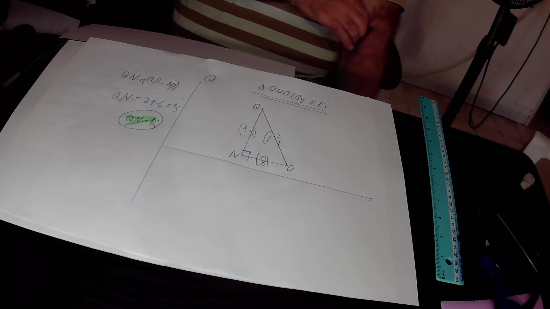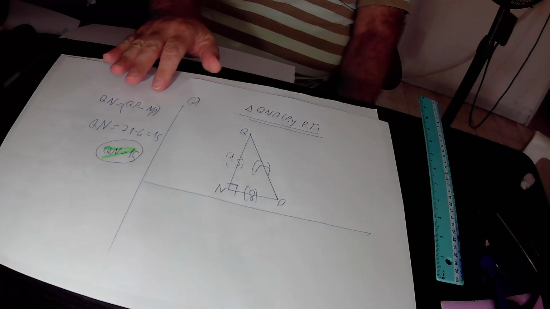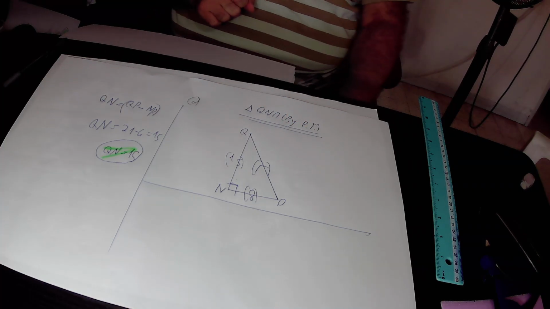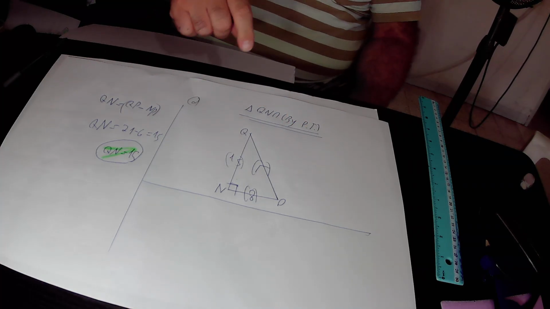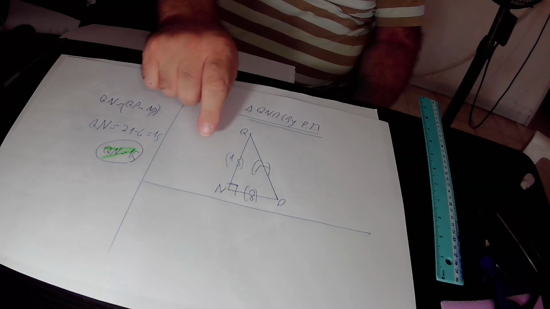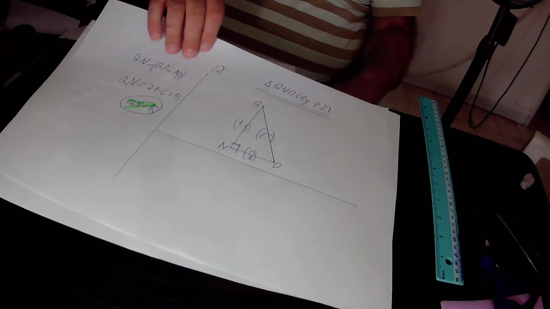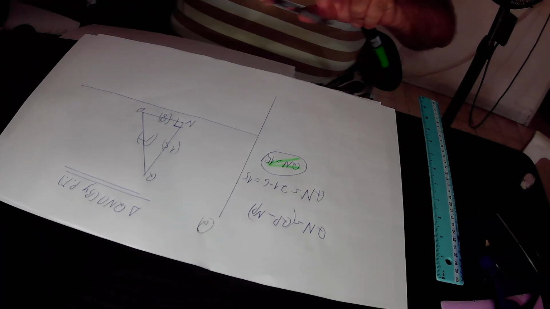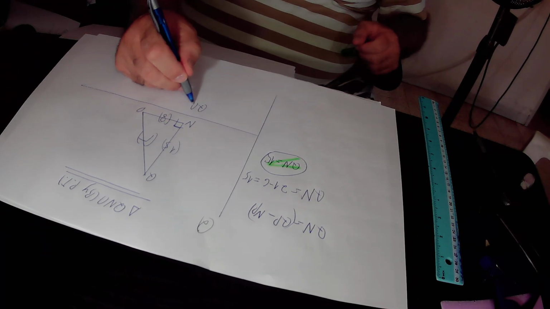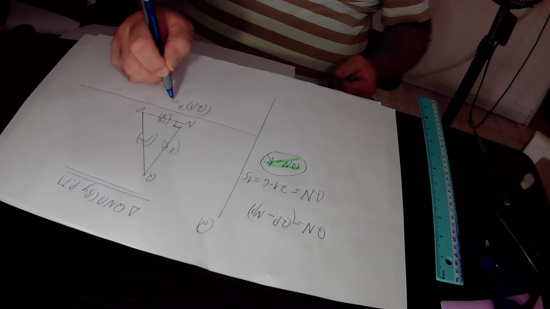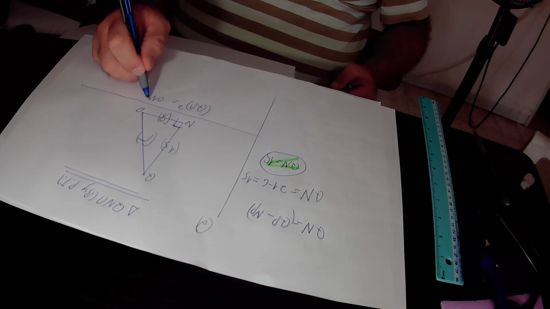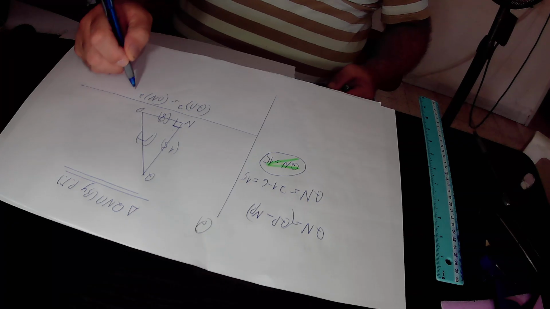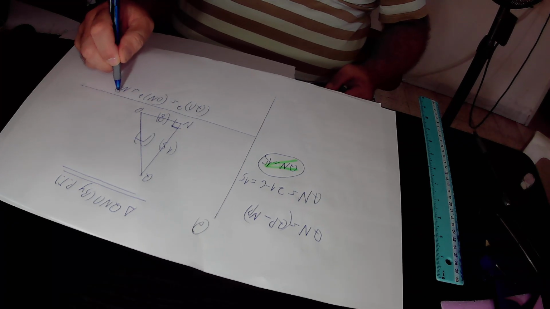In this right triangle QNO, according to the Pythagoras theorem, QO squared, that is the square of the hypotenuse, equals QN squared plus NO squared. So I write it down. QO squared, that is the square of the hypotenuse, equals QN squared plus NO squared.